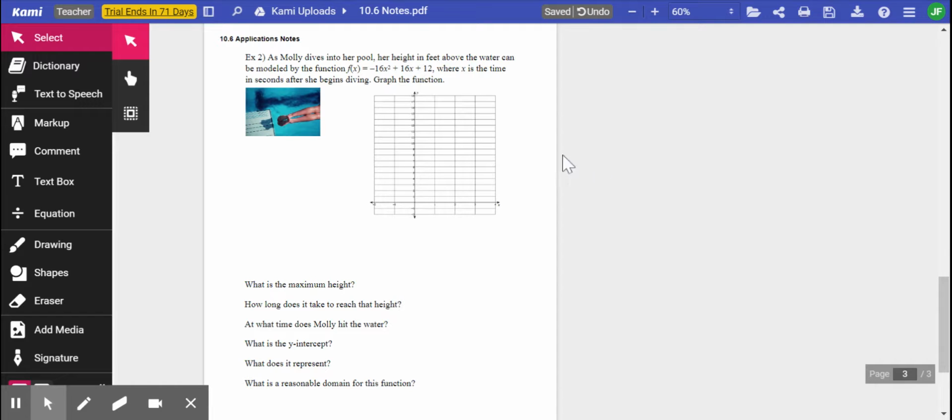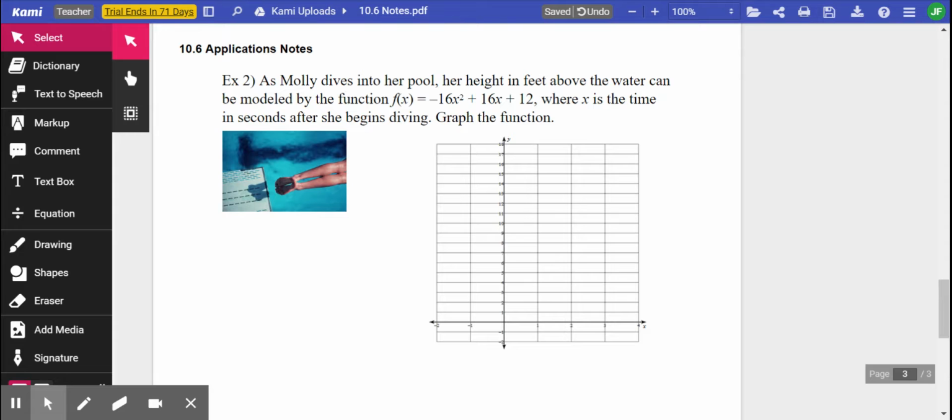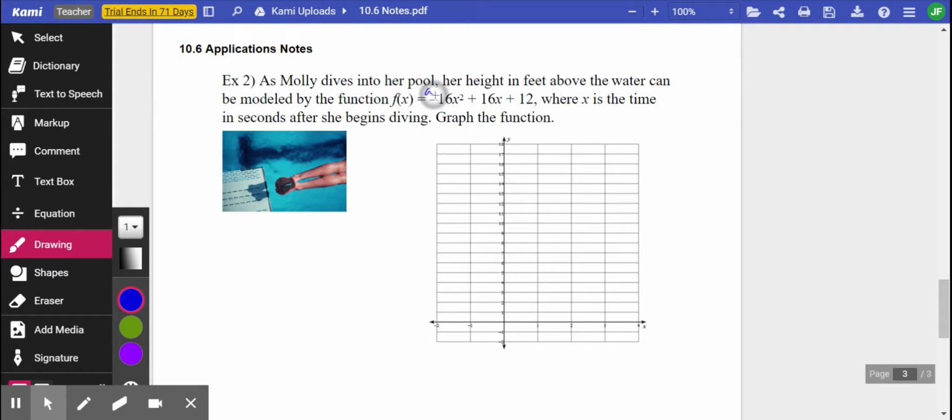I'm going to zoom in again just to help us see the equation better. As Molly dives into her pool, her height in feet above the water can be modeled by the function negative 16x squared plus 16x plus 12, where x is the time in seconds after she begins diving. We are going to again start by finding the opposite of b over 2a. So negative 16 divided by 2 times negative 16 actually gives us a positive 1/2 or 0.5.